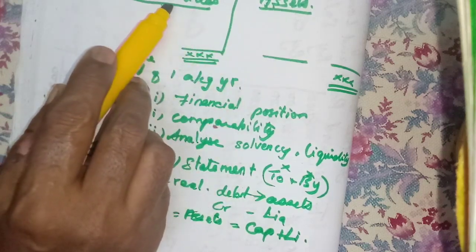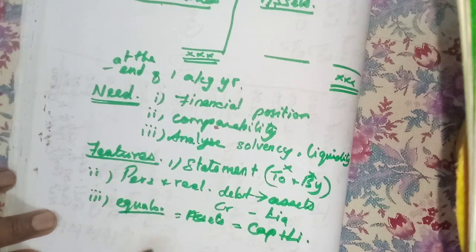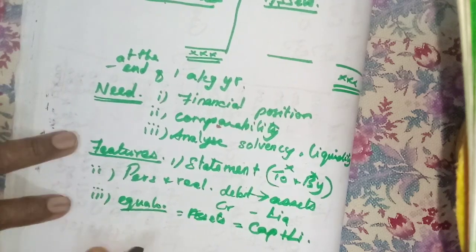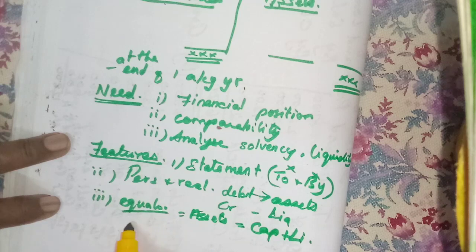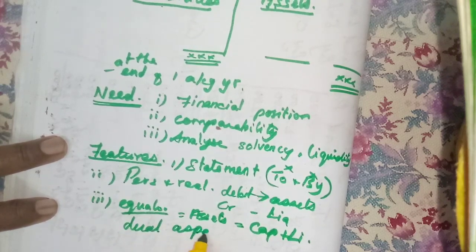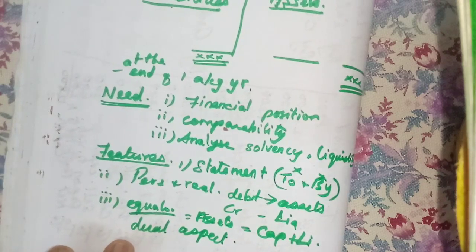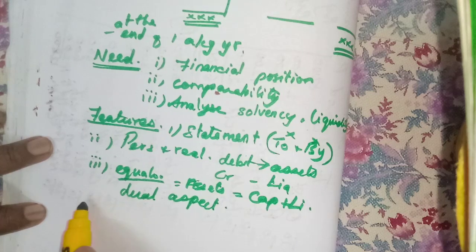Here, liabilities, we will enter capital and liabilities. So it will be equal, because we follow the dual aspect concept. Only because of the dual aspect concept does the accounting equation arise.